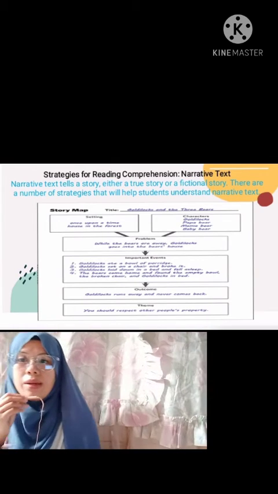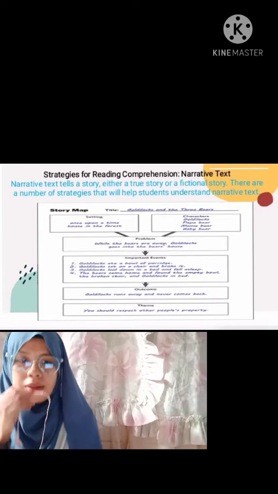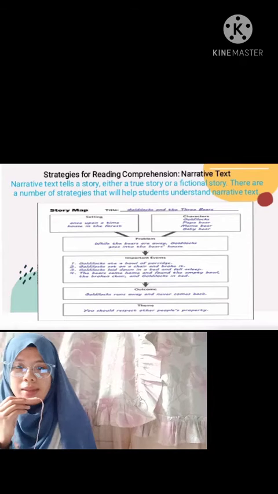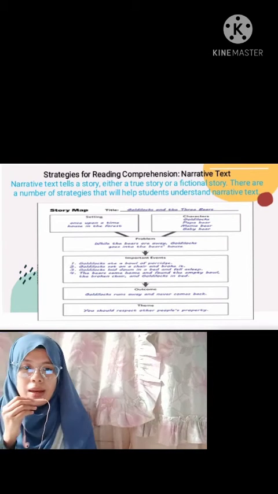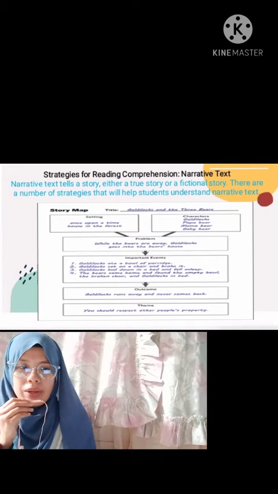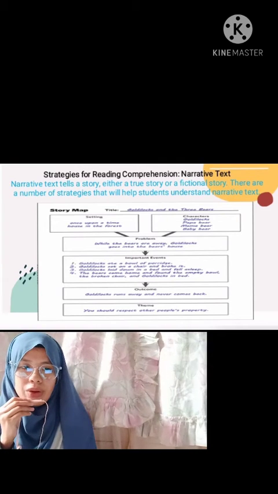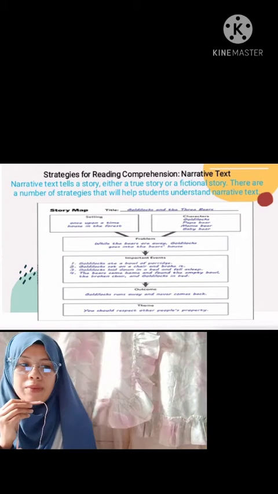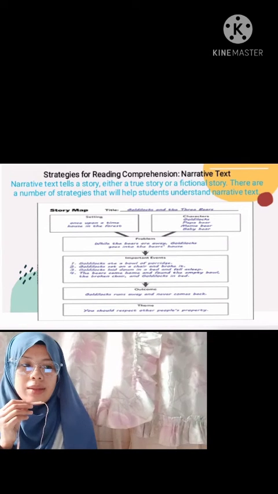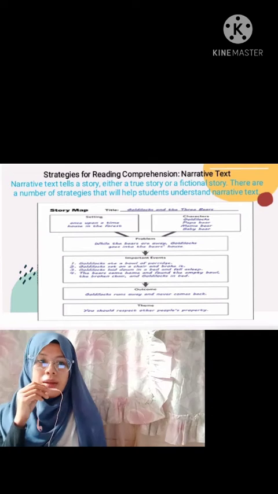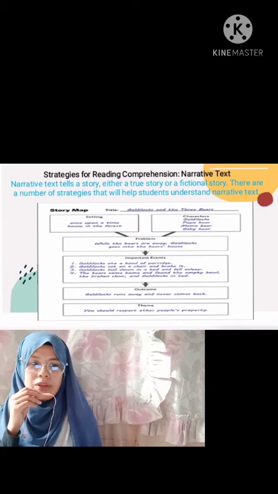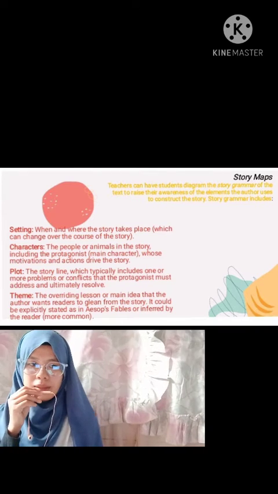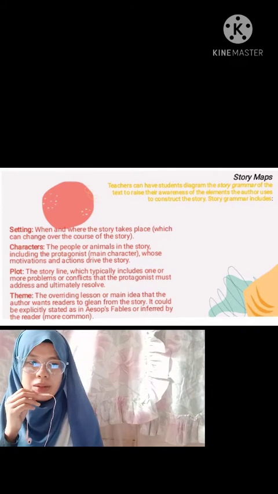So I'll be giving an example of text where the strategies in reading were used. Now let's start from the narrative text. Narrative text tells a story, either as a true story or a fictional story. There are a number of strategies that will help students understand the narrative text. Story maps. Teachers can help students diagram the story grammar of the text to raise their awareness of the elements the author uses to construct the story.